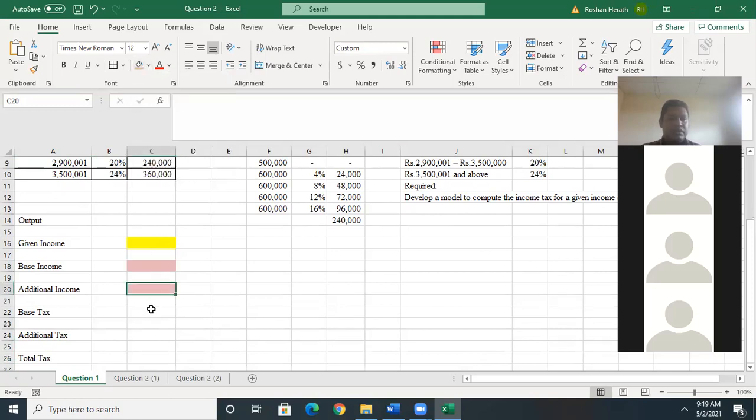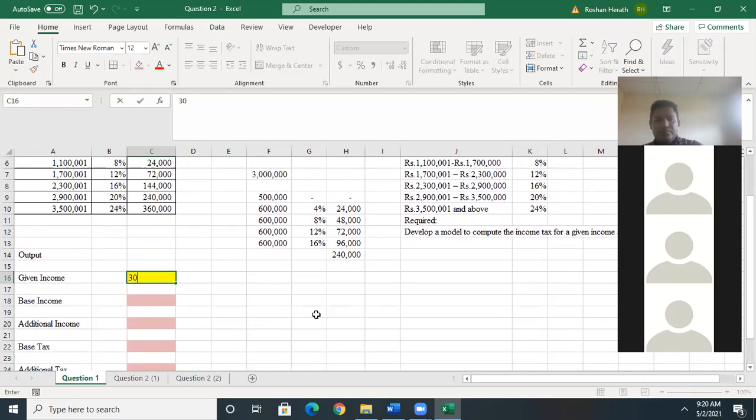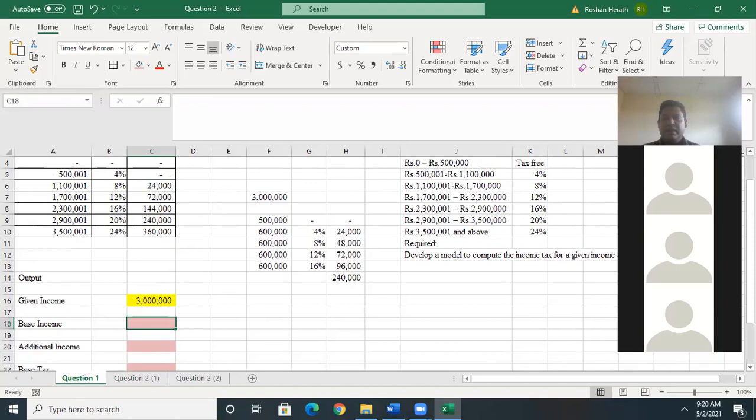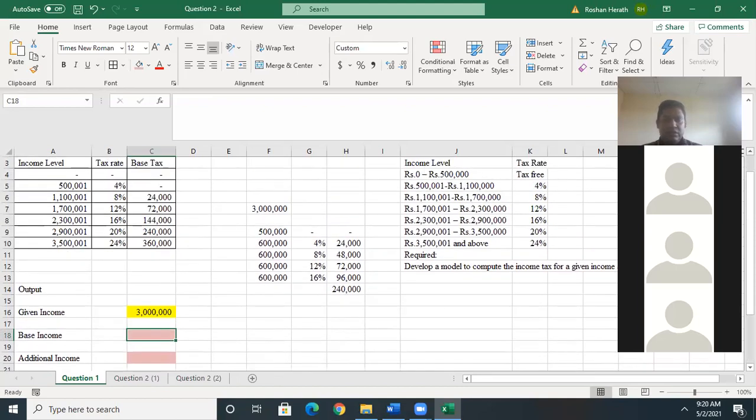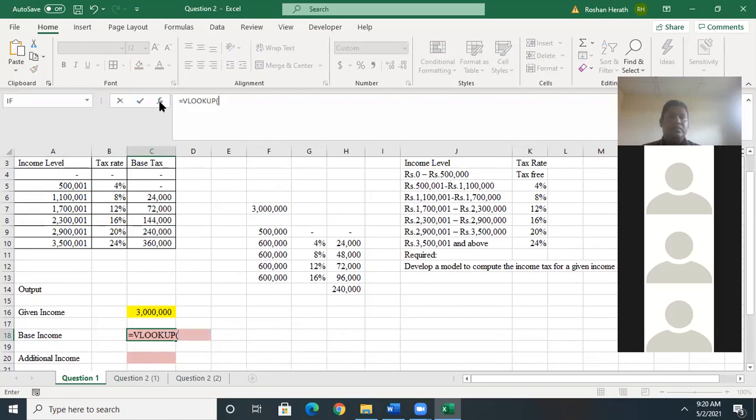So these are the information that you would require to fill: the base income, additional income, base tax, additional tax and the total tax. Let's say the given income, as we assumed earlier, is 3 million. How do you take the base income? That is by applying a VLOOKUP function. The table is a vertical table, therefore you apply the VLOOKUP.